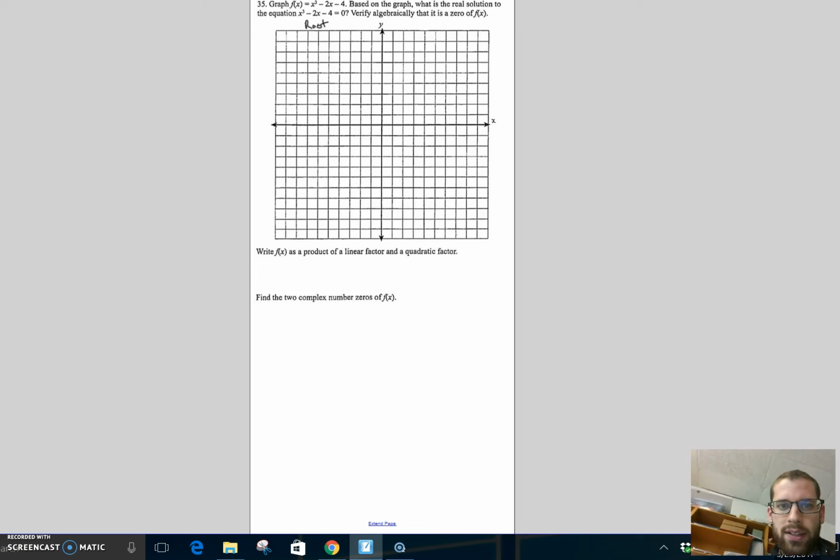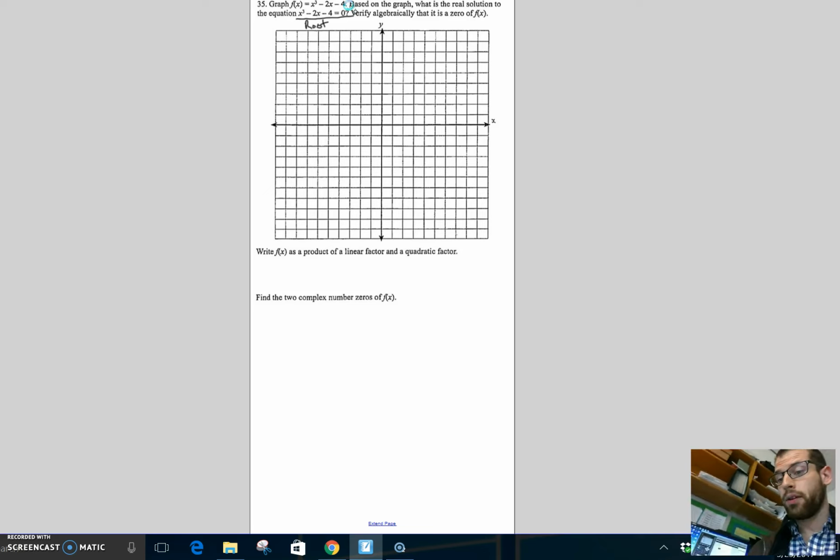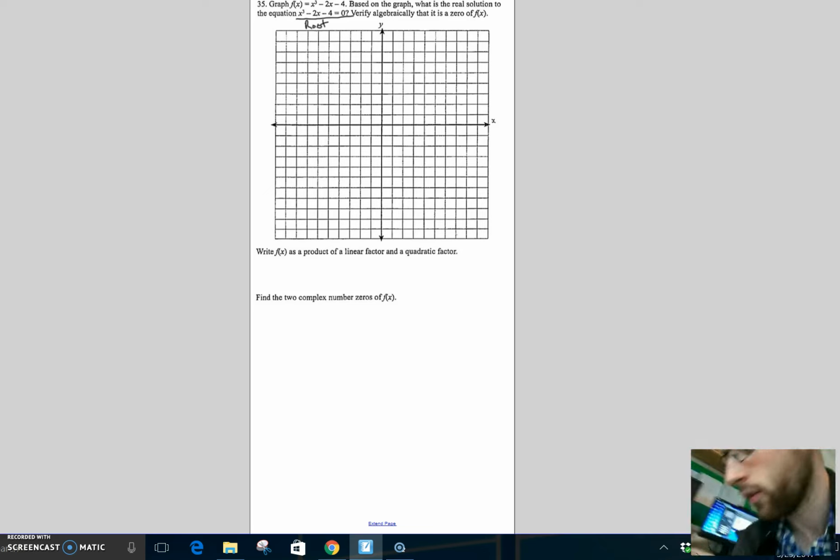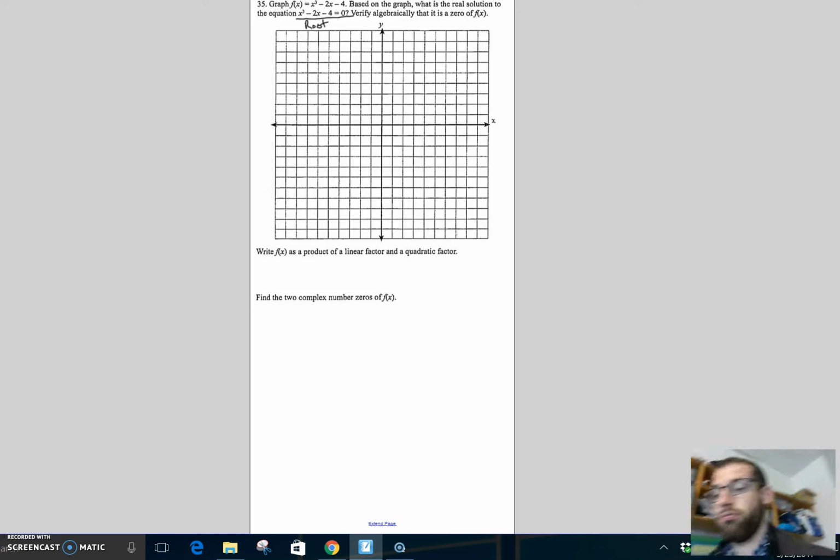So this one, it's asking us to do some graphing. It says to graph this and find the real solutions. I know that these are going to be roots because I'm seeing when it's equal to 0, and then I have to verify it algebraically. So I pulled up my calculator in the back here, and I went ahead and found when it was equal to 0.